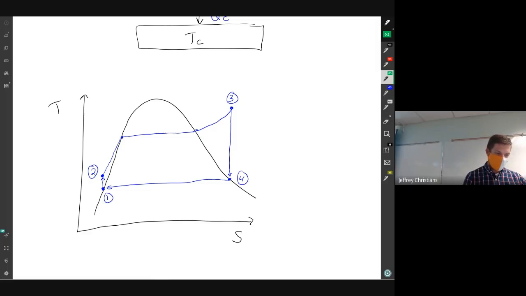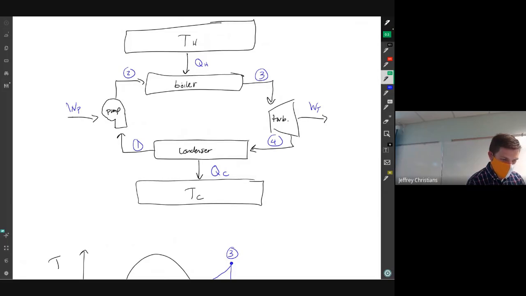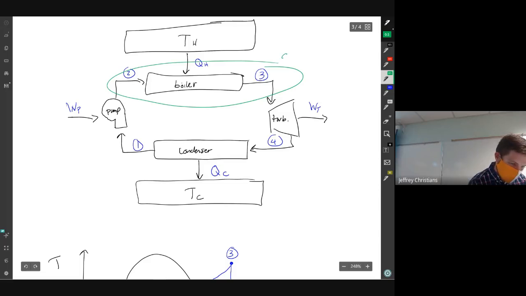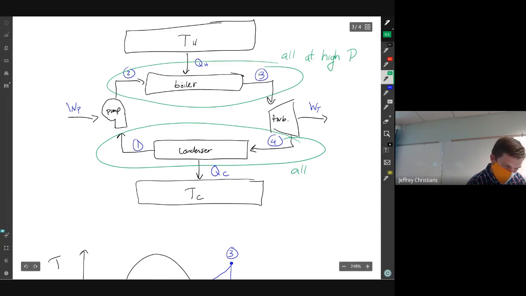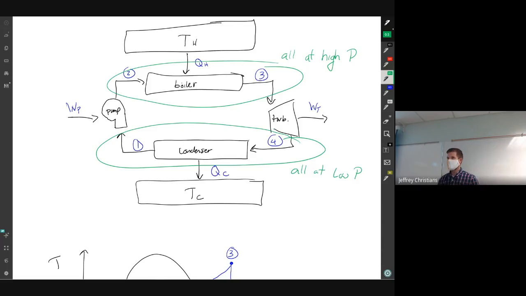Right, so the key points, it's basically the same, but this is all at high pressure. And this whole bottom part is all at low pressure. And that's really the key difference between a Rankine cycle and a Carnot cycle. The Carnot cycle, we had two temperatures. We had the top half of our system at high temperature. The bottom half of our system was at low temperature. A Rankine cycle, we have the top half at high pressure and the bottom half at low pressure.